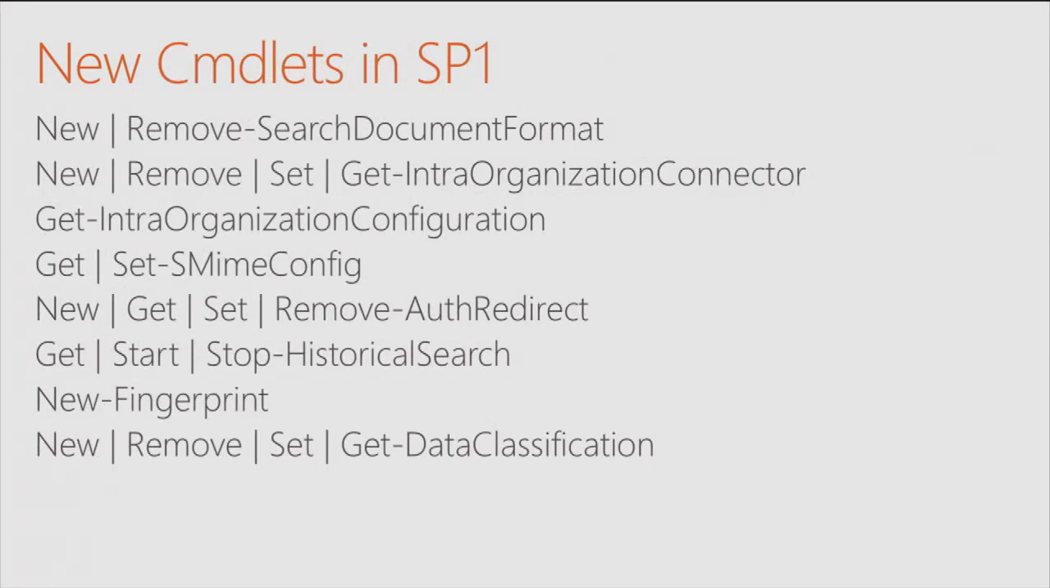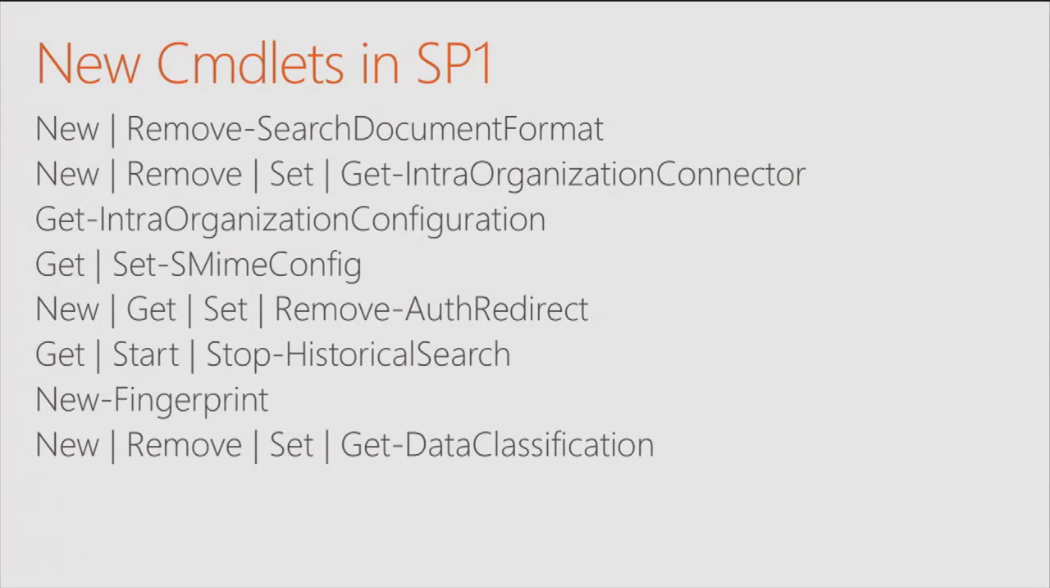As you might imagine, with new features comes new commandlets. So as an example, things like the S/MIME config commandlet set, those are there so you can configure and view S/MIME configuration settings for Outlook Web App. Things like the Get-DataClassification and the fingerprint commandlet set, those are there supporting the new DLP policies. The search document format, I'll show you examples of that, how you can add new search formats, document types for the Microsoft Search to be able to search and so forth.